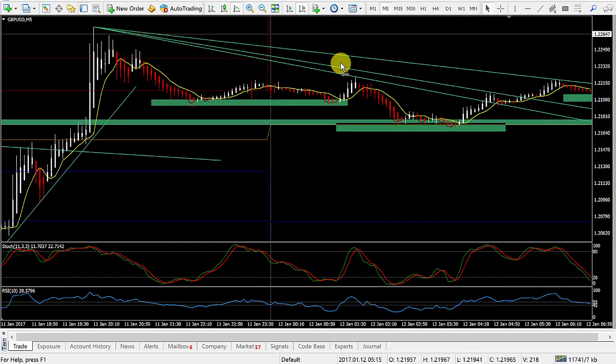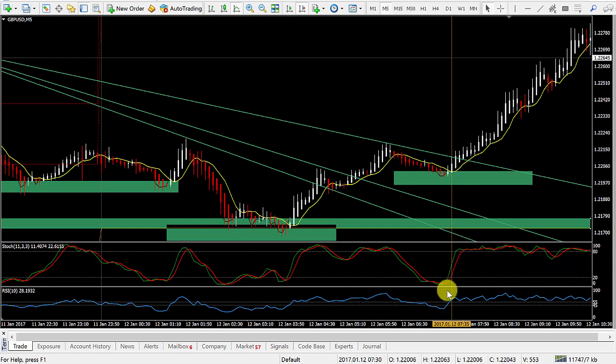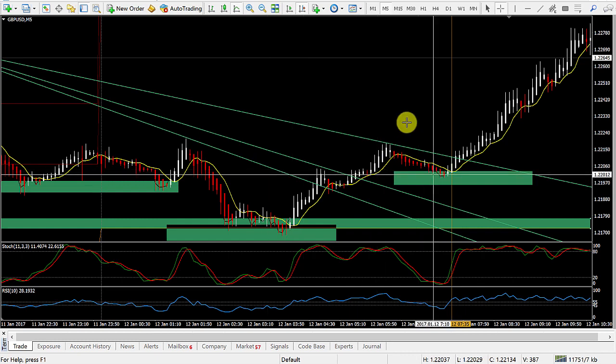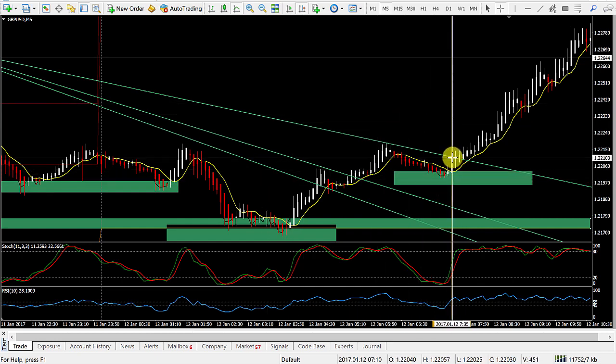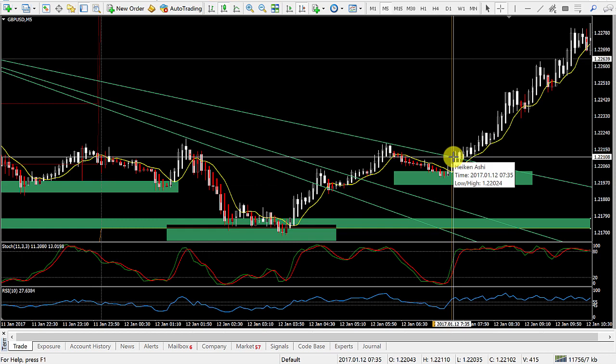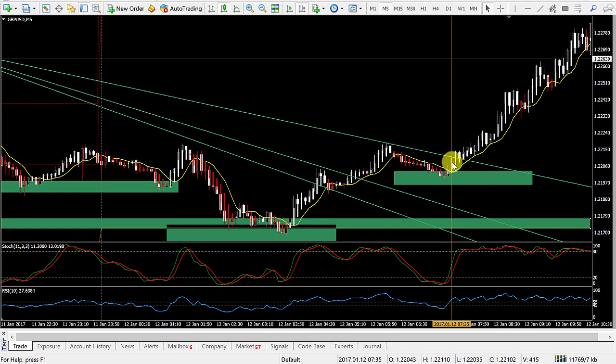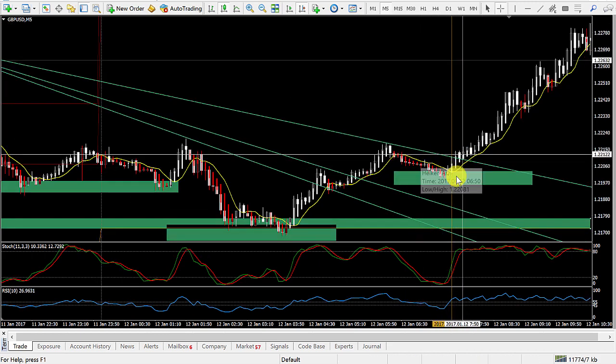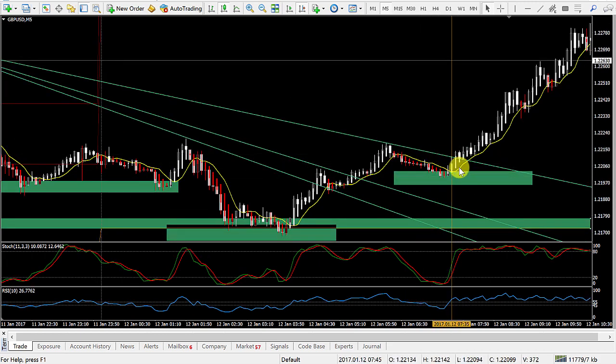The stochastic is telling us it's looking perfect. The RSI is looking perfect. Overall structure is looking perfect. We closed exactly on the trend line. Often if we close on the trend line with the trend, this means that the break is imminent. The next candle opens clearly off our moving average.